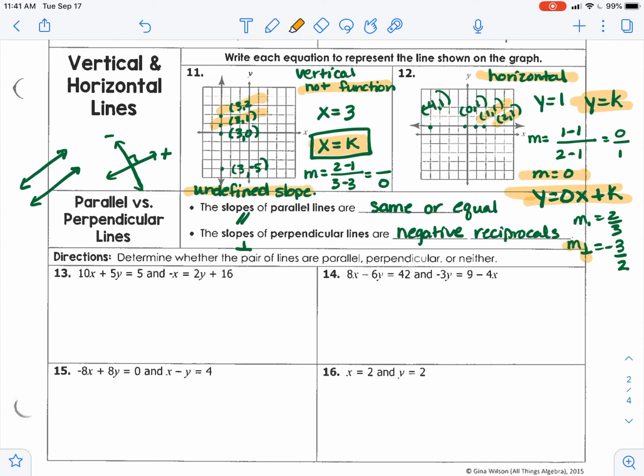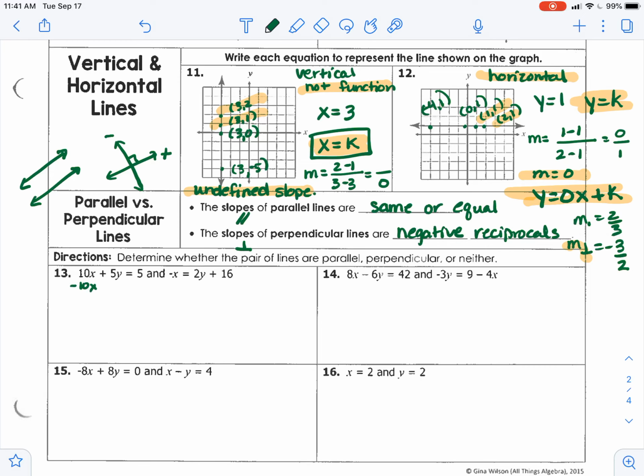So let's go ahead and look at the directions here. It says determine whether the lines are parallel, perpendicular, or neither. In order to do this, we probably need to put both of them in slope-intercept form. That would probably be the easiest way. So I'm going to start with the first one and put it in slope-intercept form. Remember, y equals mx plus b.